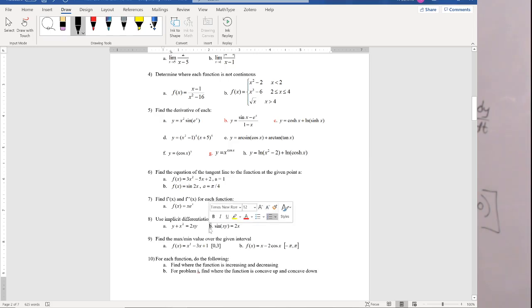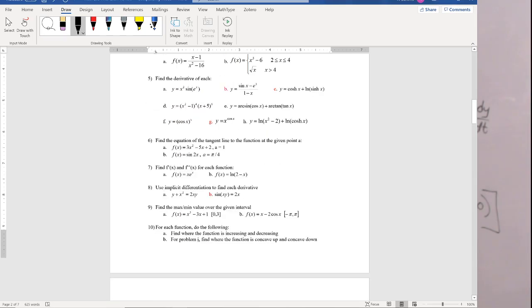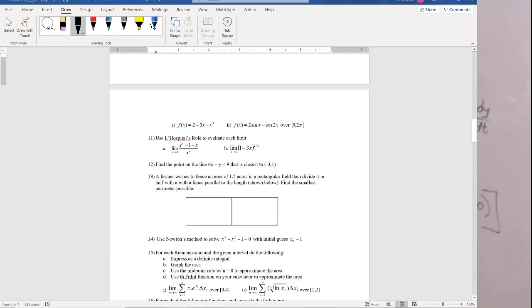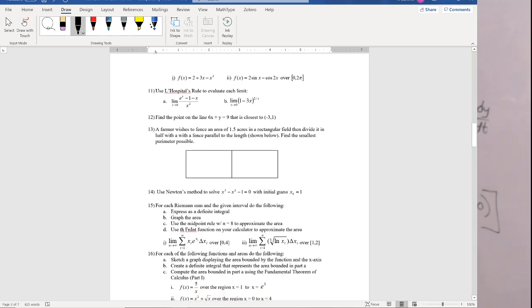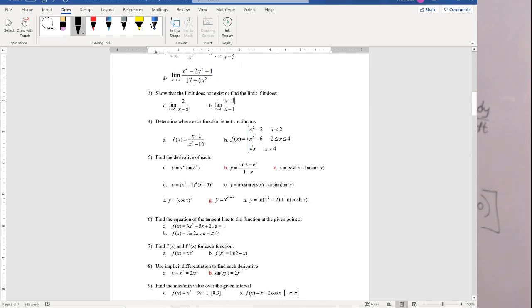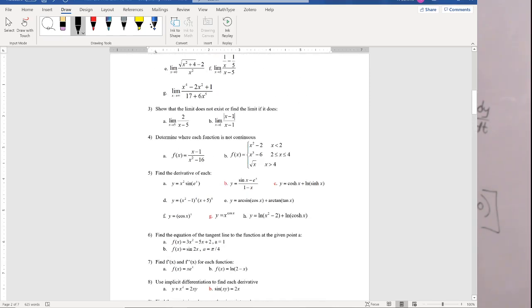I think I'm going to do this one, and we'll figure it out from there. Should probably do some integration as well, because I guess you're probably still not very strong with those. So let's do some of these derivatives real quick.